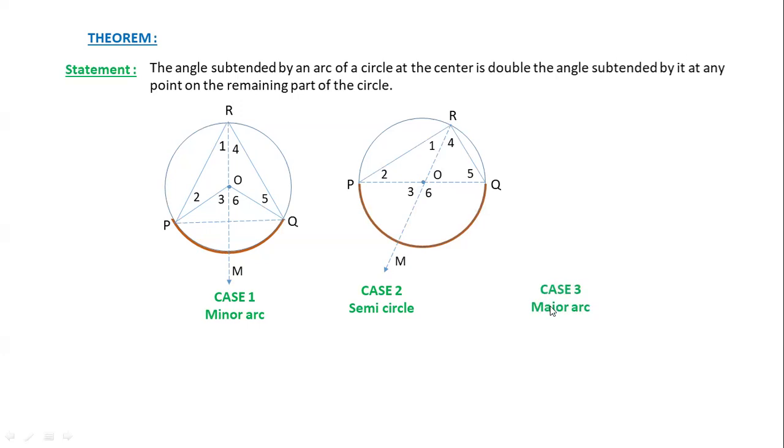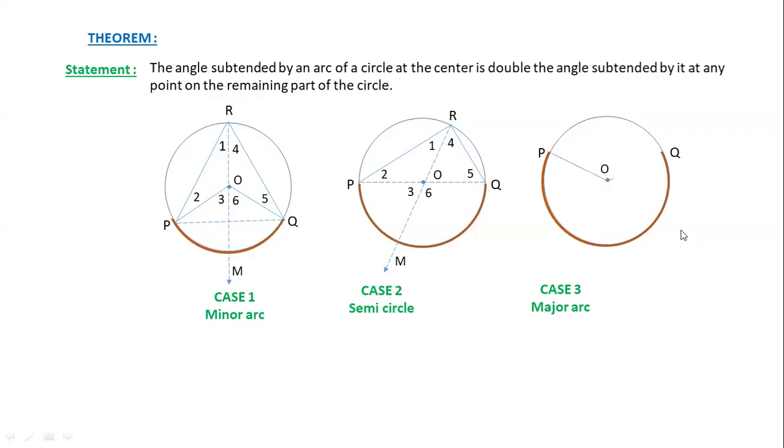Third case: minor arc, semicircle and now major arc. Now the arc becomes still bigger. So again we draw the figure. It's a major arc. PQ is an arc. Now it's a bigger arc, a major arc. Okay. So this is a big arc, more than half the circle. This is the center of the circle.